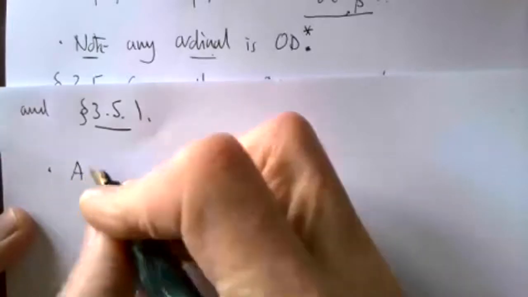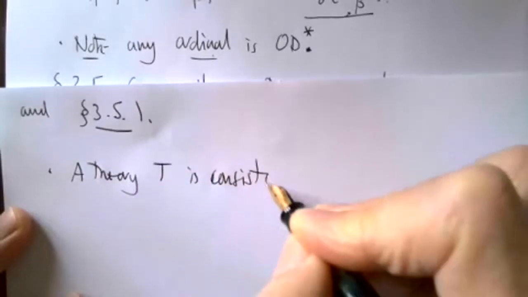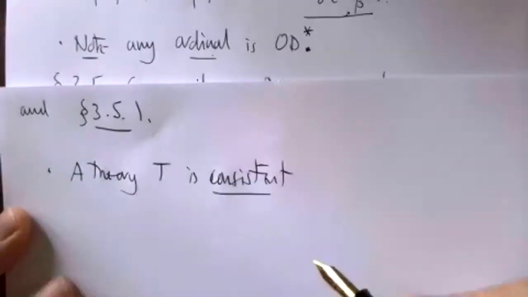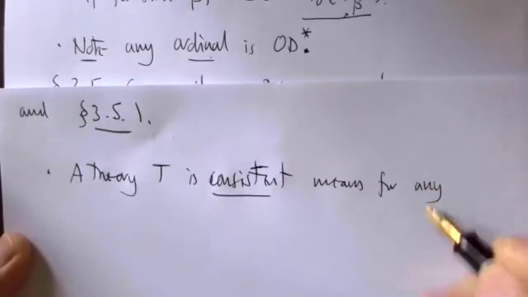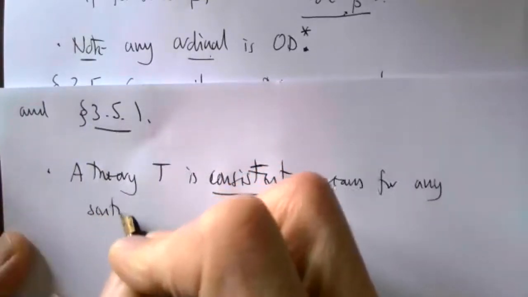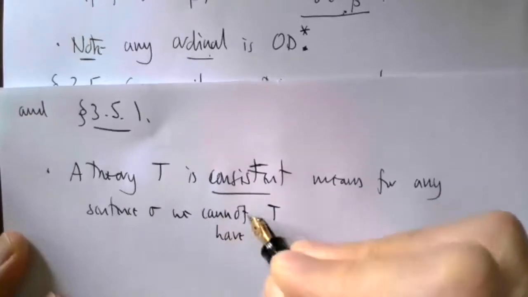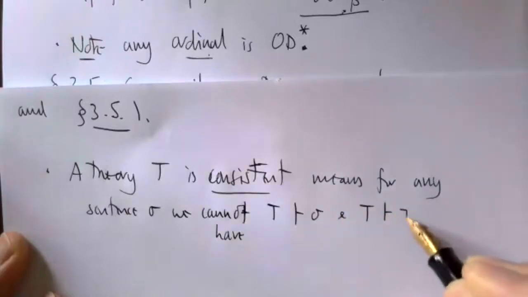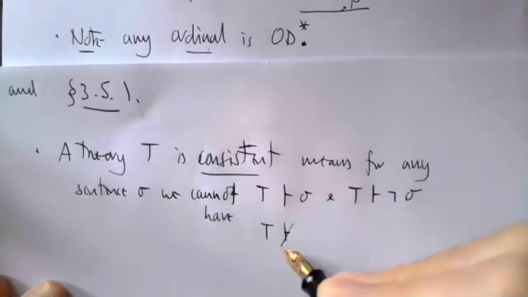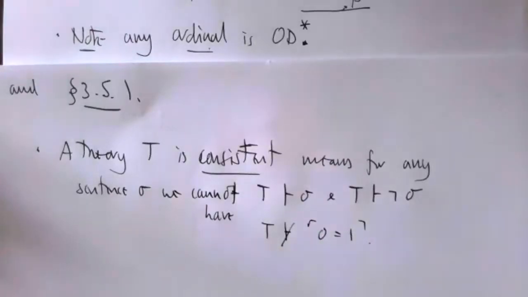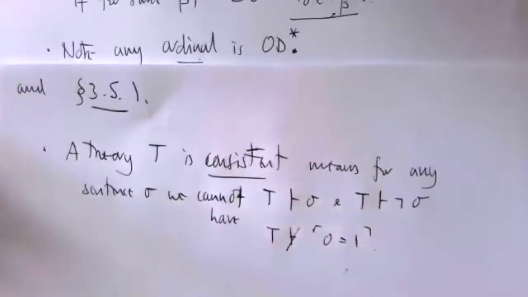So we say a theory is consistent. This is just some discussion here. Theory T such as ZF. Saying it's consistent means that I can't prove a contradiction from the theory. So for any sentence sigma, we cannot have both T proves sigma and T proves not sigma. Or equivalently, you could say T cannot prove naught equals 1. Because if you've got a falsehood, you can prove anything from a falsehood. So if I could prove naught equals 1, I could prove sigma and not sigma for any sigma whatsoever.